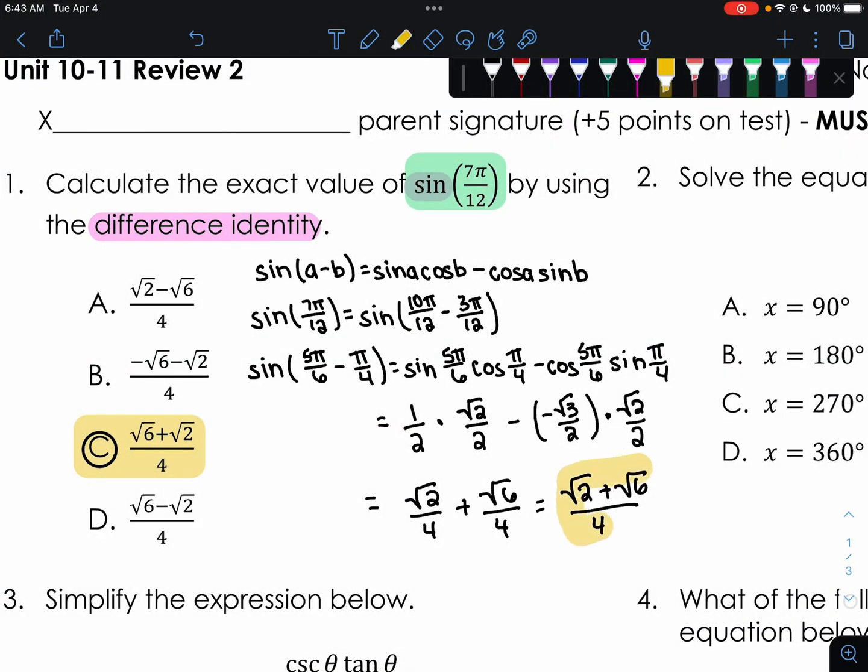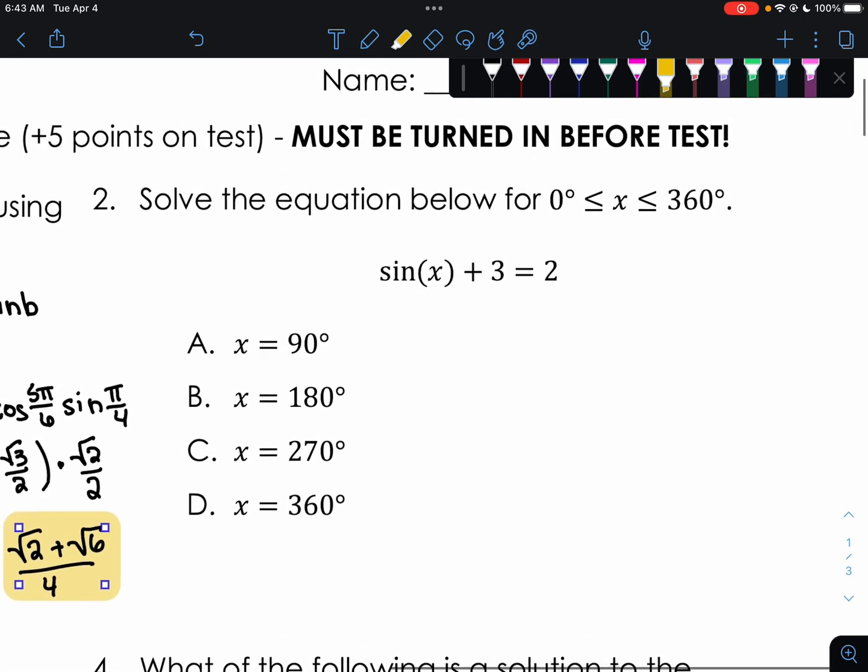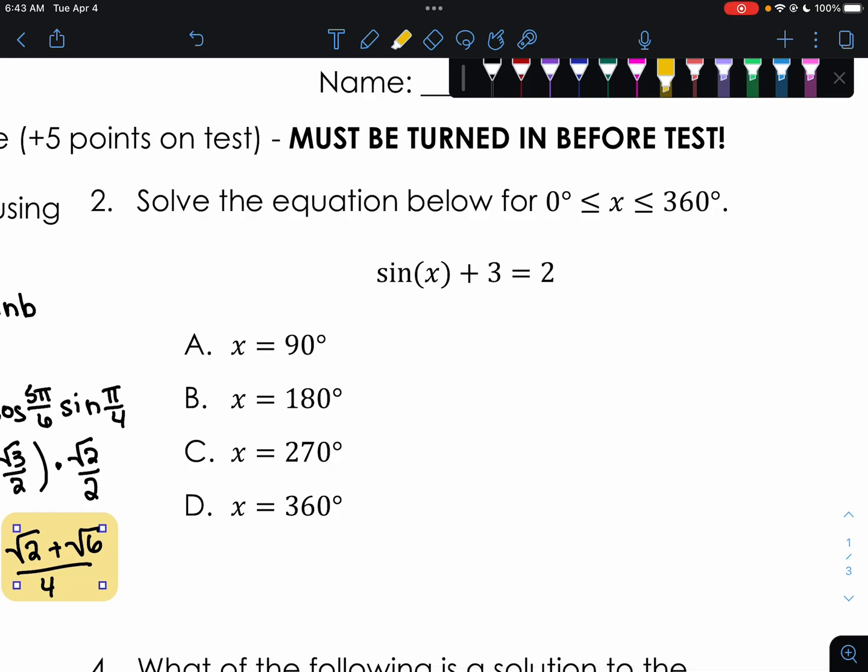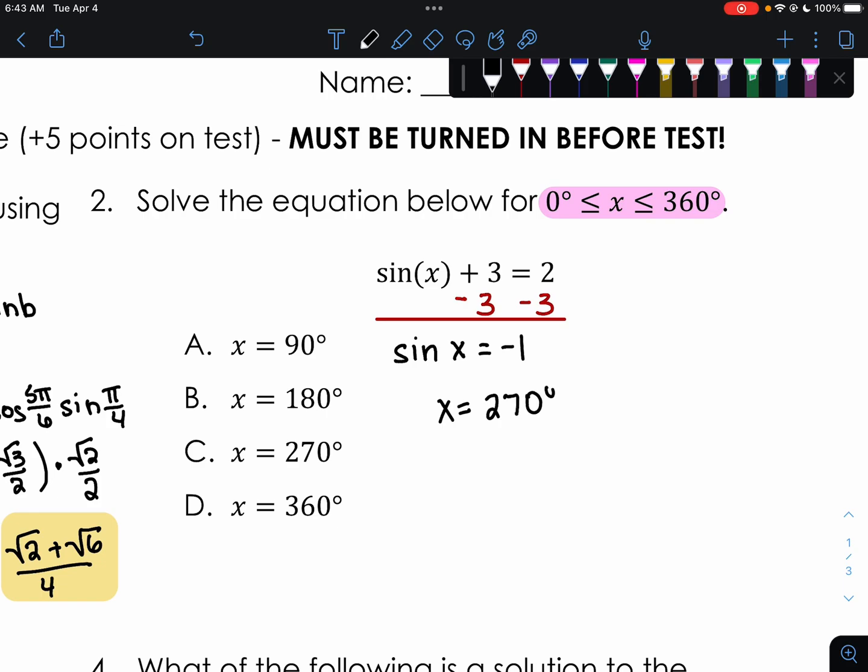Okay, moving on to question number 2. Solve the equation below for 0 to 360. So this tells us that our answers are going to be in degrees. What we do first is subtract 3 from both sides. And that gives me sine x is equal to -1. So I need to identify the value where sine is -1. That would be at 270 degrees.